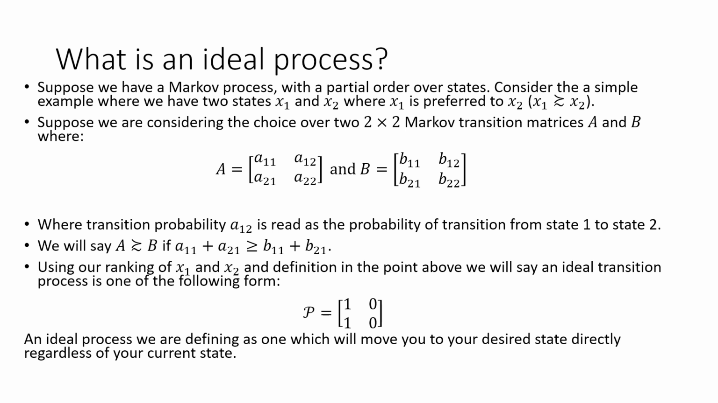Using our ranking of x1 and x2, we already have that partial order there. And with our definition in the line above, we can say that we have an ideal transition process, which is of the following form. This could be extended to an n by n transition matrix, a square matrix with many rows and many columns. This is one which pulls you directly to your desired state, regardless of whatever your starting state is. So it'll bring you to your ideal state immediately.